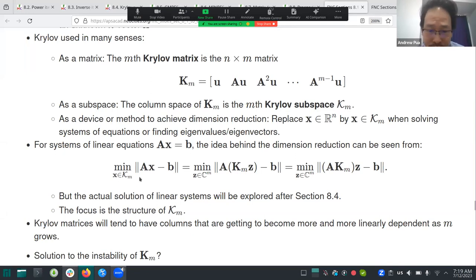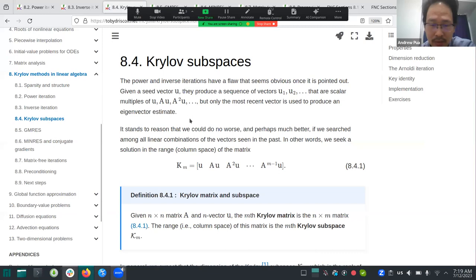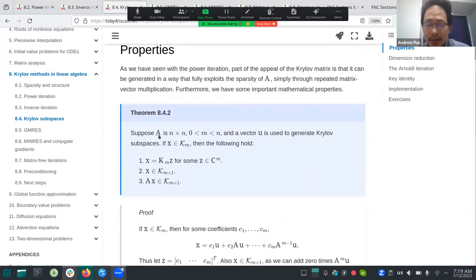And then the idea is that you're going to replace this X by what is inside this Krylov subspace, which is usually of the form K sub M times Z. So there's a theorem about the structure of a Krylov subspace in 8.4. So let me just put that here.